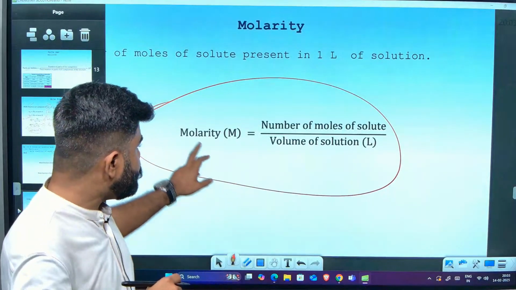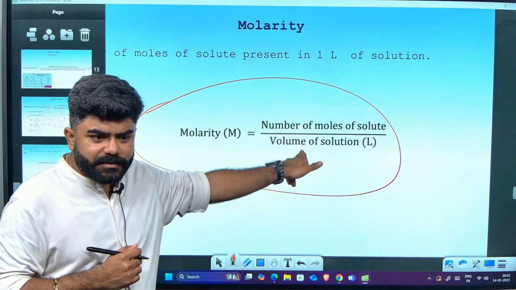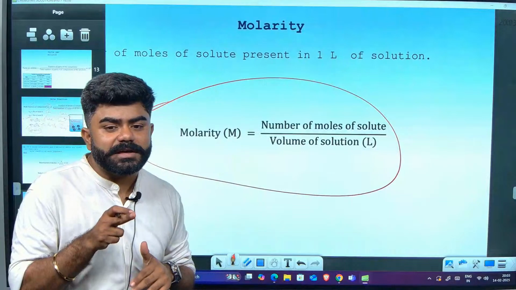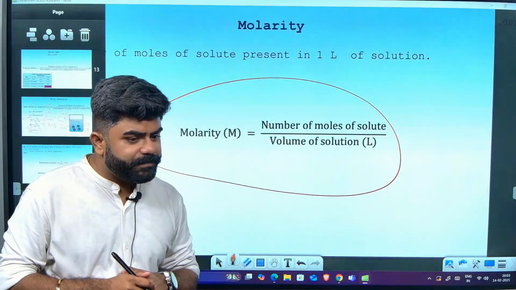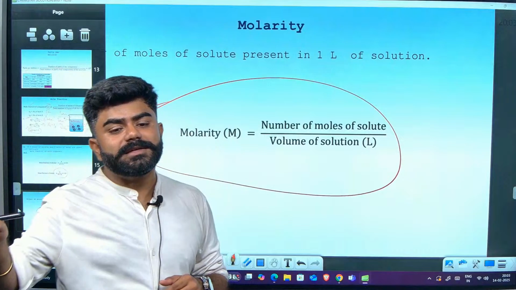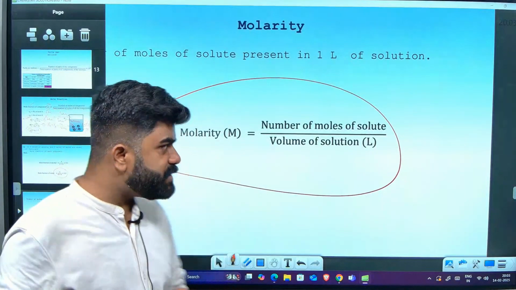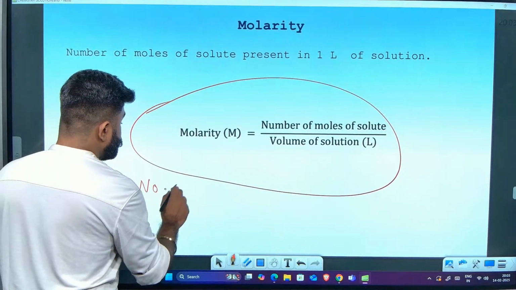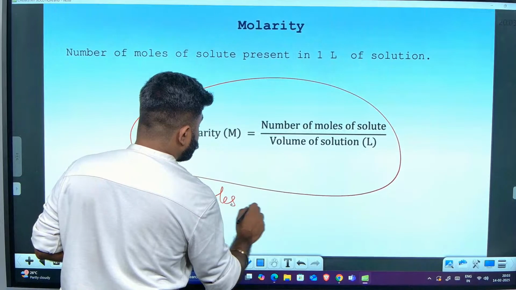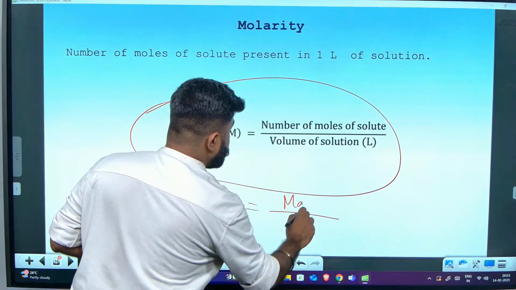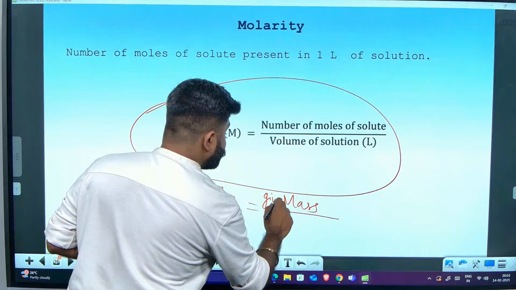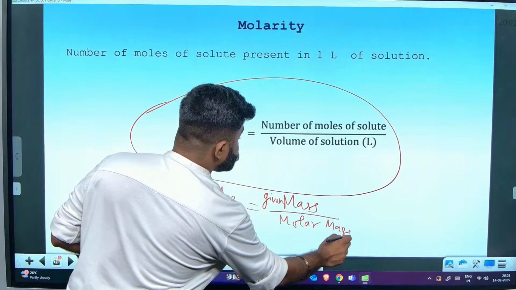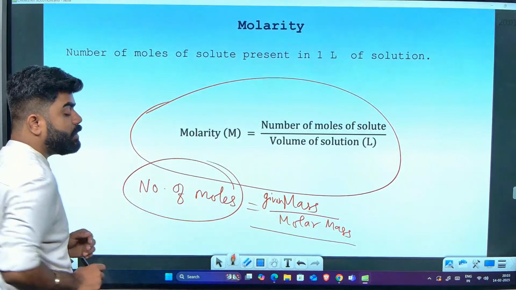Now, the number of moles of solute is what is in the formula. But is the number of moles given in the question? No. What is given? The mass of NaOH is given. So from the mass of NaOH you need the moles. So there is a formula for that. What is the formula? Number of moles is equal to given mass by molar mass. This is a very important formula. If you do this, you will get the number of moles.